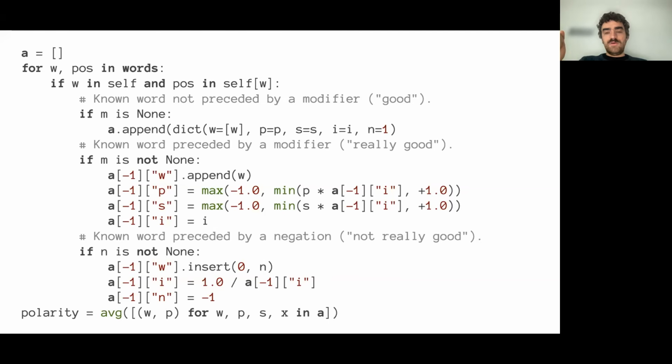So what this does is ultimately give you a heuristic, rule-based, hand-coded way of coming up with the polarity of each word in a sentence. And then if you want to know the polarity of the entire sentence, you just compute the average at the end, the average of the polarity of the individual words. It turns out this works okay for a simple task like sentiment analysis.